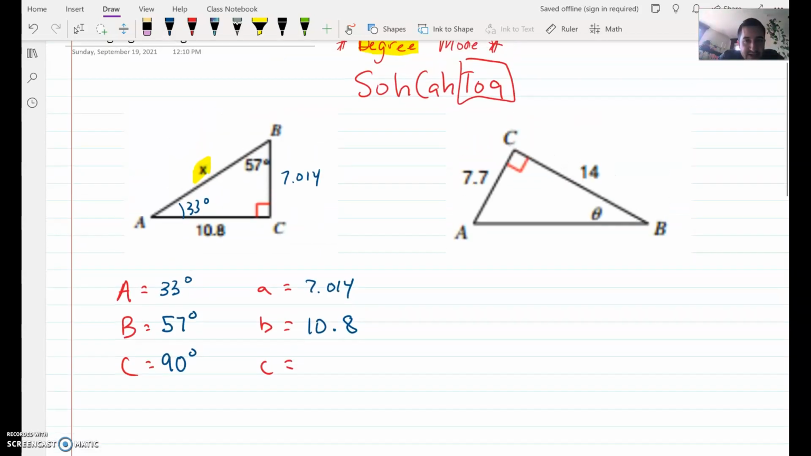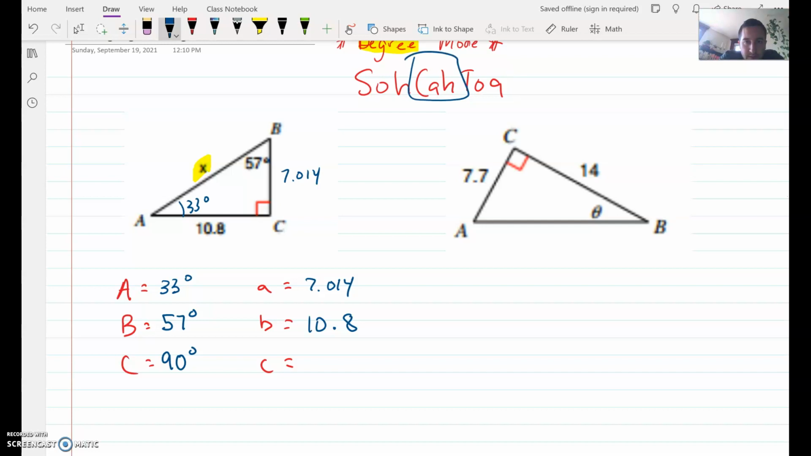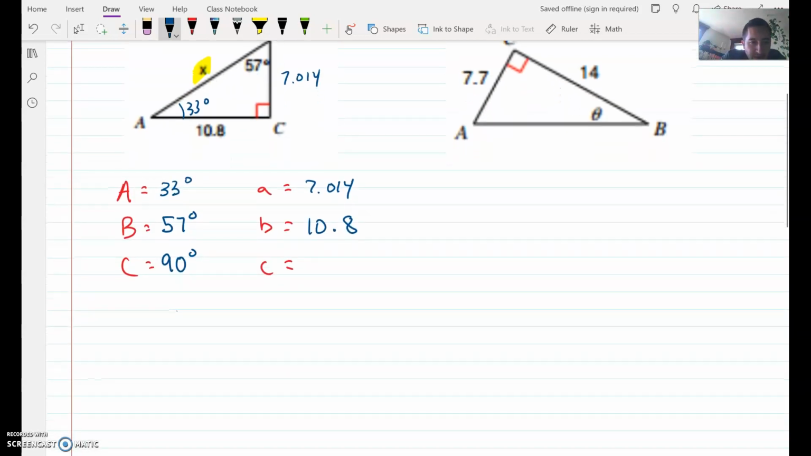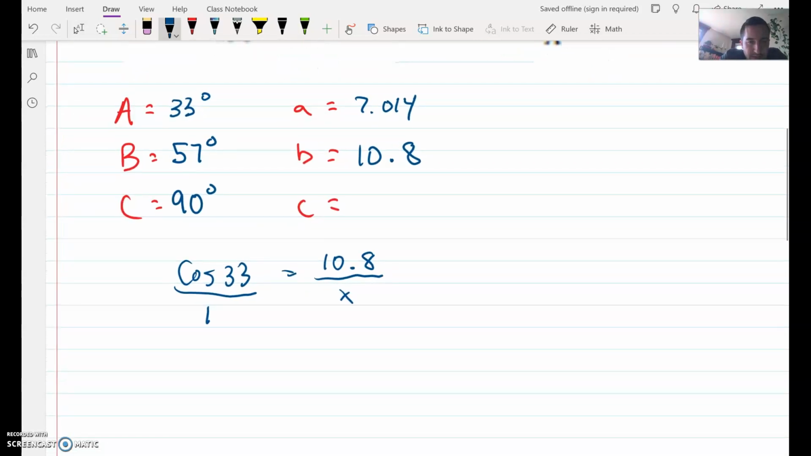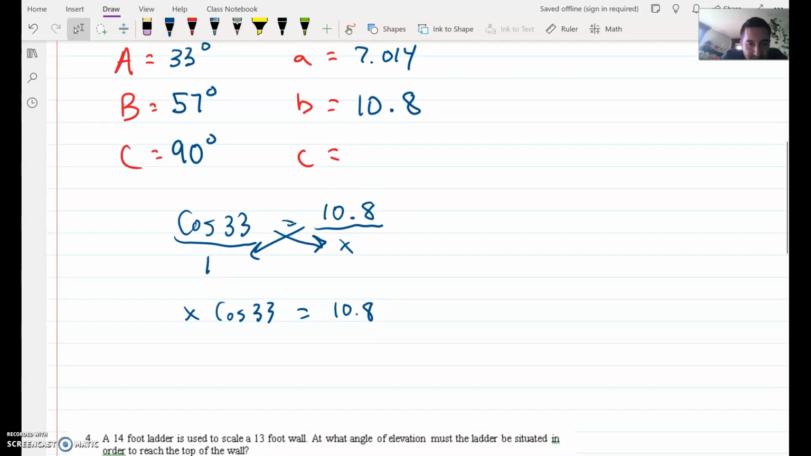Which trig function is adjacent and hypotenuse? That would be cosine. So I'm going to say the cosine of 33 equals adjacent, which is 10.8, divided by the hypotenuse, which we don't know. Once again, I cross multiply. Cosine of 33 multiplied by x is just x times cosine of 33. 10.8 times 1 is just 10.8. And I don't have x by itself yet, so I need to divide both sides by cosine of 33. So x is going to be whatever 10.8 divided by cosine of 33 is.